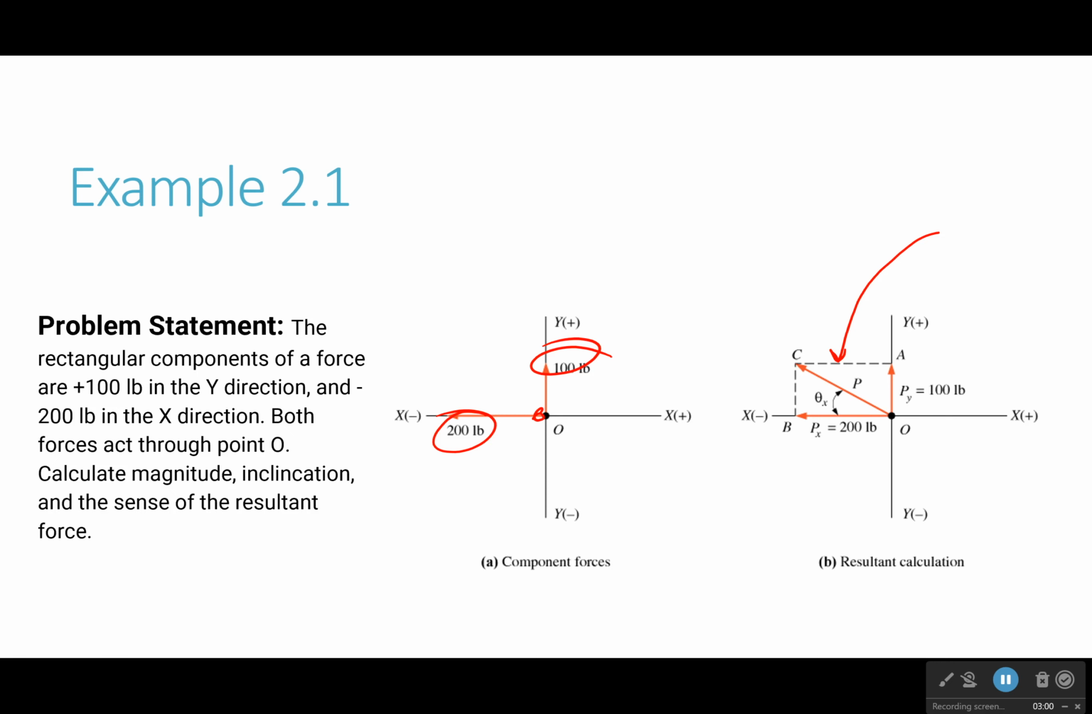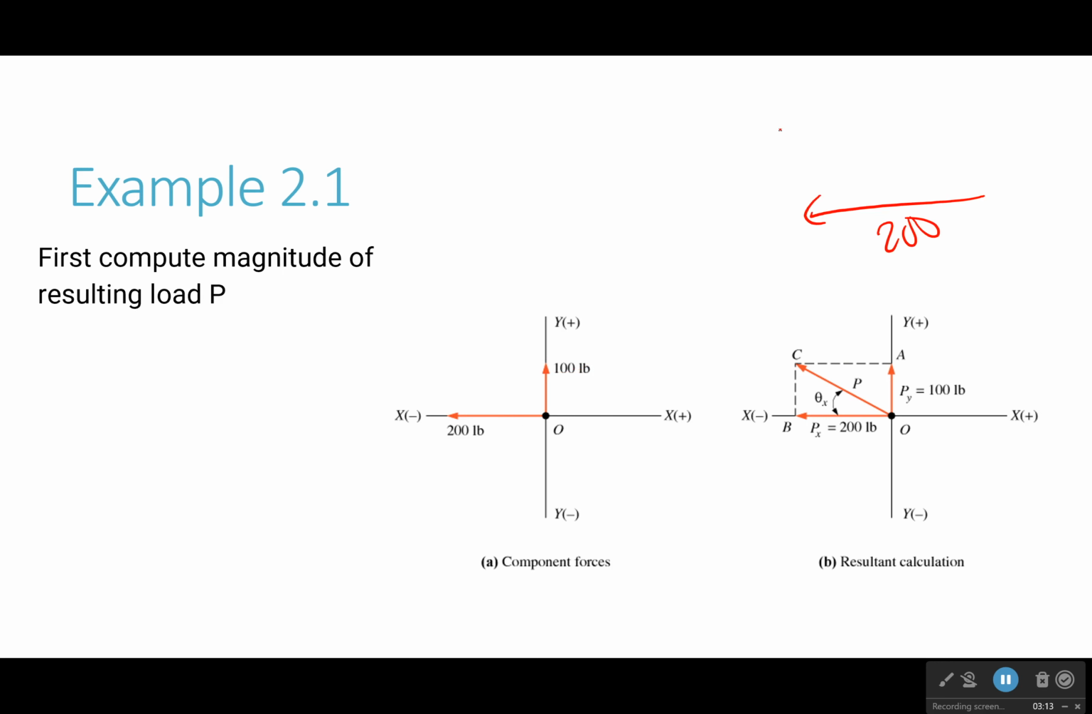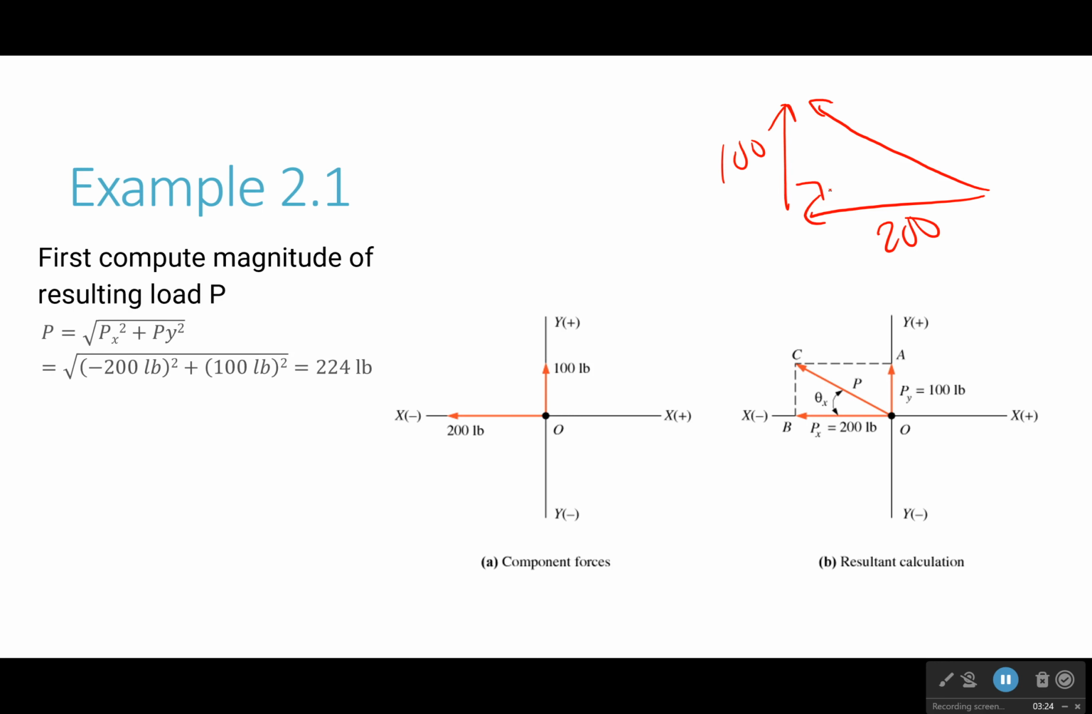Okay, so we've got 100 pounds going up, 200 pounds to the right, or sorry, 200 to the left. Now let's see if we can calculate this. First, we're going to have to calculate the magnitude of the resulting load P. If I draw it like a triangle, it makes a lot of sense. This is 200, this is 100, and I have one connecting it. If I get rid of the arrowheads, that's just a triangle. It looks completely normal, and we can use the Pythagorean theorem to solve it.